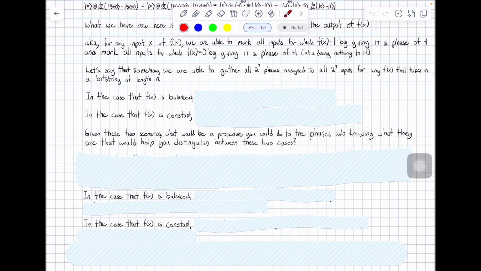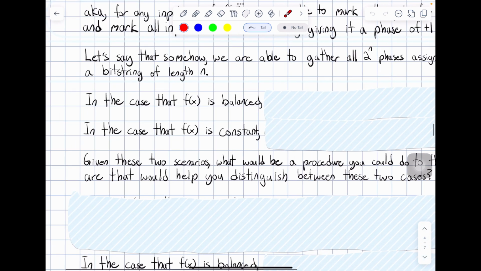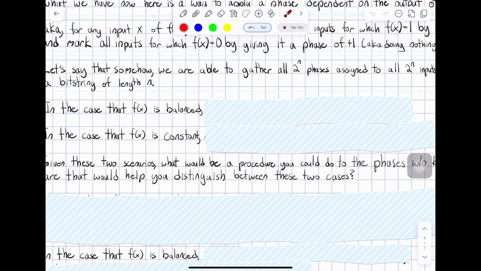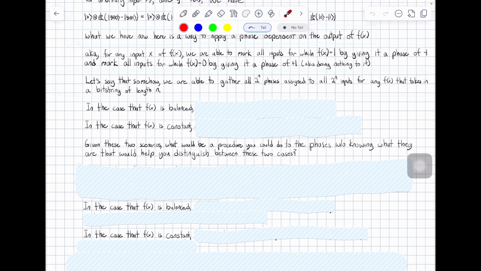Anyways, let's say that somehow we're able to gather all 2^n phases assigned to all 2^n inputs, given that our input is a bit string of length n, for any f(x) that takes in a bit string of length n. So to recap, if we have a bit string of length n, then we have a total of 2^n different possible inputs. Let's say we plug in every single n-digit input, and then we collect all the 2^n phases for all those 2^n inputs, okay?